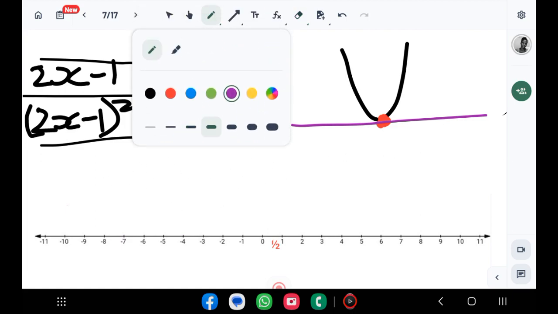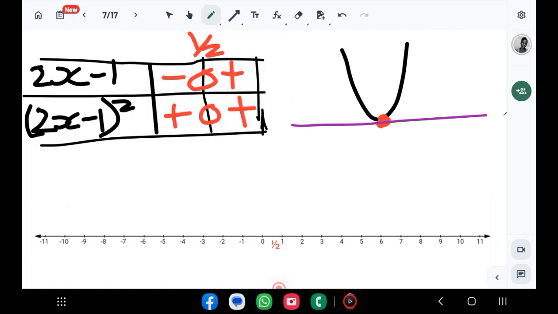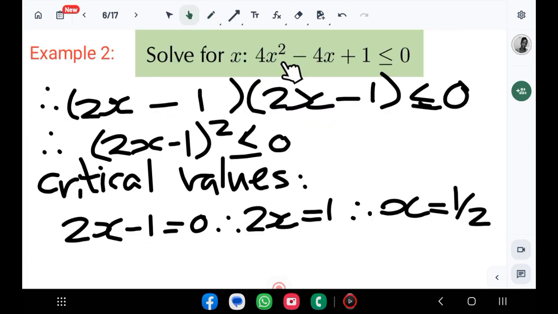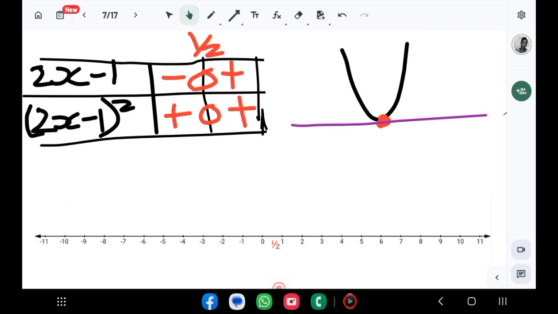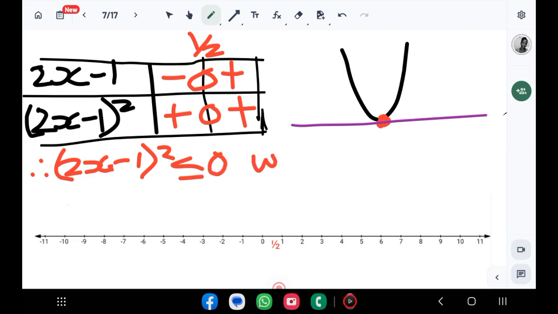Now, keep that in mind because this is what the question says. We need to find the solution to the question. The question was, solve for 4x squared minus 4x plus 1 is less than or equal to 0. Therefore, f of x, which is 2x minus 1 all squared, is less than or equal to 0 when, let's see, using the parabola, when is it negative?